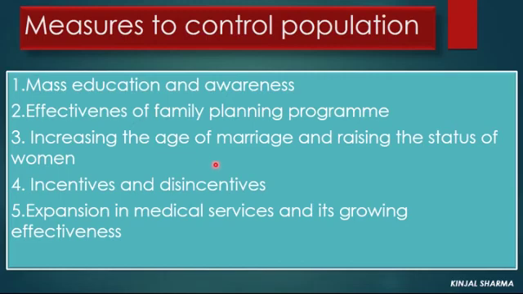Third is increasing the age of marriage and raising the status of women. As we know, fertility depends on the age of marriage, so the minimum age of marriage should be raised. In India, the minimum age for marriage is 21 years for men and 18 years for women, which is fixed by law. This law should be firmly implemented and people should also be made aware of it through publicity. But still, despite this, child marriages still happen in villages.